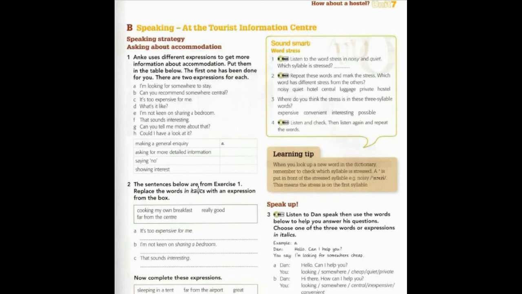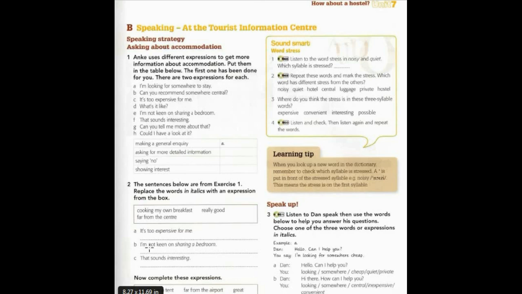The sentences below are from exercise 1. Replace the words in italics with an expression from the box. So here we do have, it's too far from the center. So the first one here we have, it is too expensive for me. There is a possible answer. We can say that it's too far from the center. Okay. I'm not keen on sharing a bedroom.